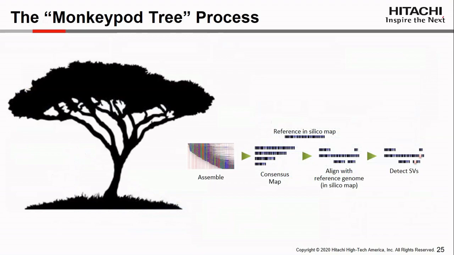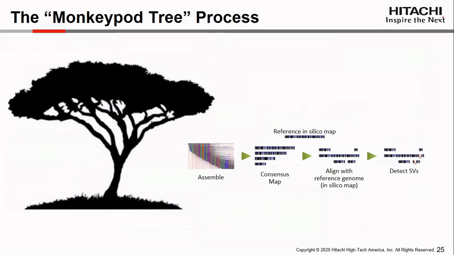The internal project for this workflow has been dubbed the monkey pod tree process, named after the Hitachi tree, which is a monkey pod tree around 130 years old that grows in Moanalua Gardens in Oahu, Hawaii. The name was adopted by the HCE development team because of how the assembly process uses the identification of high-quality long molecules as seeds to grow the contigs through a process of feeding these seeds through iterative comparisons of smaller molecules throughout the data set.